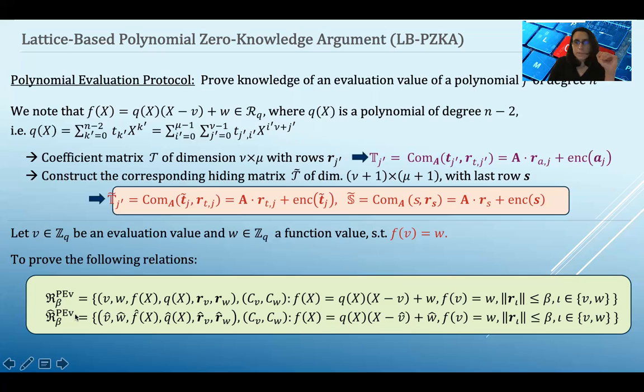Similarly, during the security proof, when we are proving the soundness of our construction, we are able to construct a relaxed witness, not the original witness. So we need to define a corresponding relaxed relation, which is defined very similarly to the original relation. By the hat, we are indicating the relaxed relation.